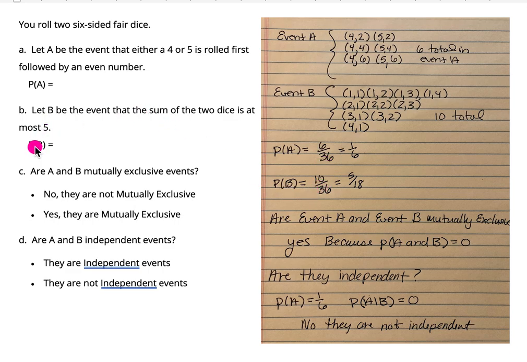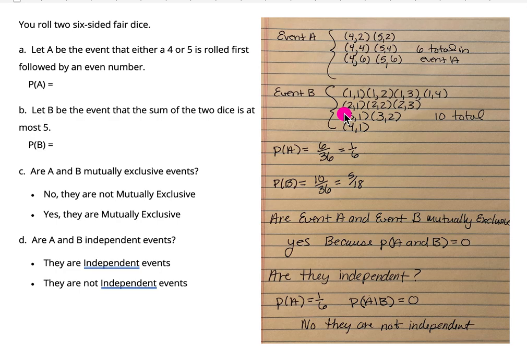Now, for part B, event B is that the sum of the dice is at most 5. So if I add the 2 dice, I want a sum of 2, 3, 4, or 5. When I roll the first die and the second die and add them up, that's the sum we're talking about. So I could get a 1 and a 1 to add up to 2. I could get a 1 and a 2 to add up to 3. I could get a 1 and a 3 to add to 4, or a 1 and a 4 to add to 5.